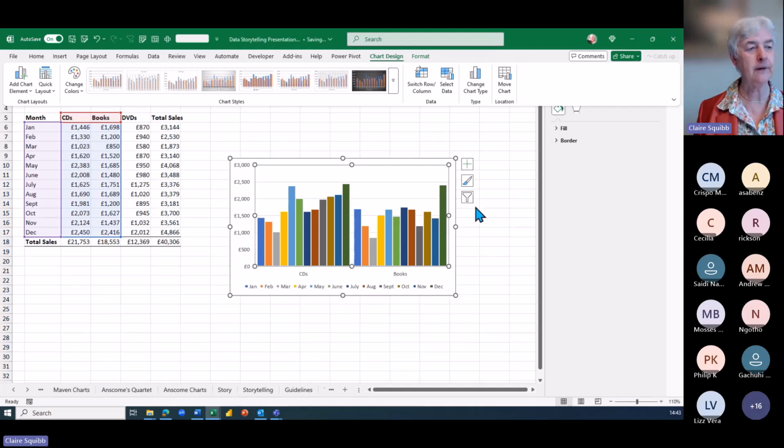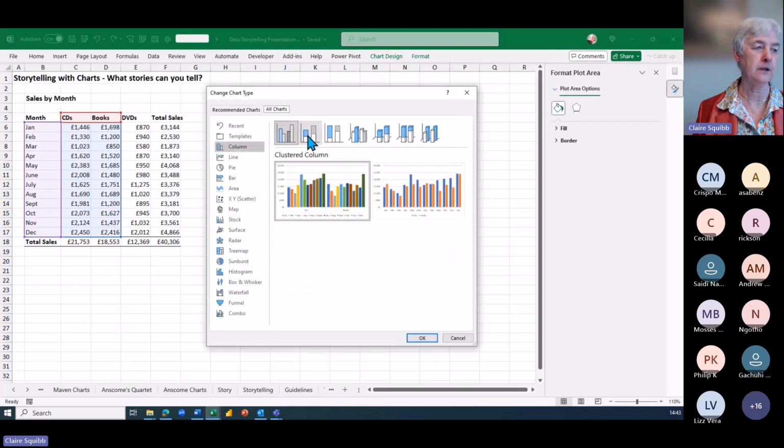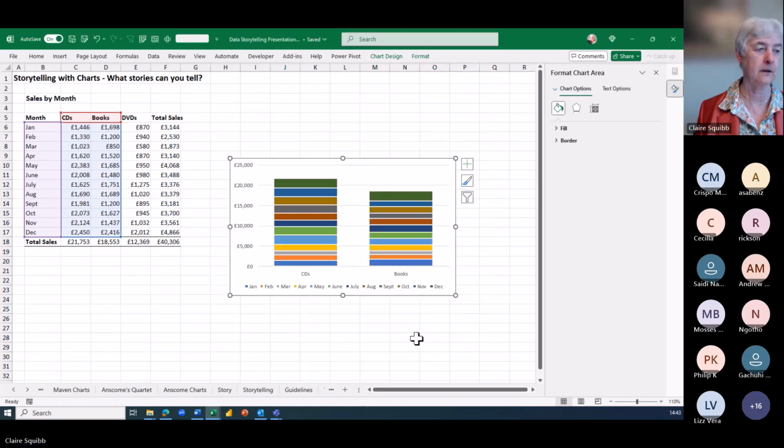But if you are showing a lot of data, maybe going for a stacked column so that we're seeing how it breaks down. And then that is actually rather more meaningful and useful. So this is the overall sales for the year of CDs, with the coloured bars broken down by month, and the books. So that gives you a clearer picture.